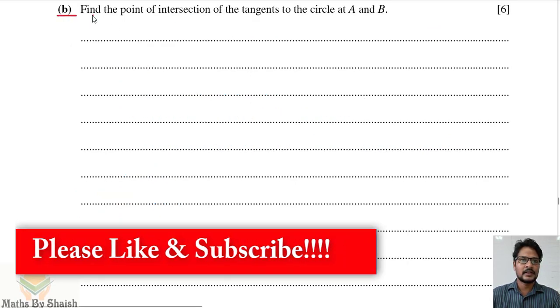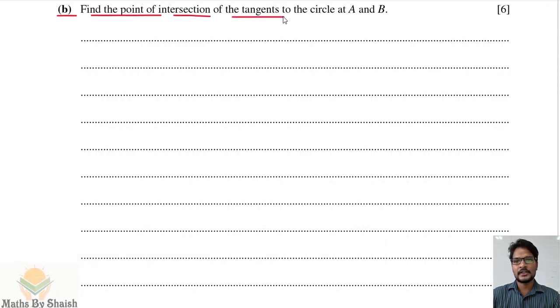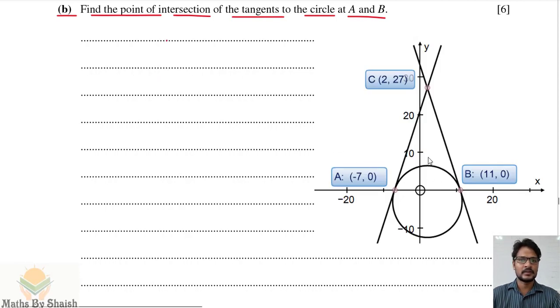B part is: find the point of intersection of the tangents to the circle at A and B. So I will sketch the scenario, so that we can see what we are finding. It is done by the software. Now we can see this is A, which is -7, and B is 11. We have drawn the tangents, and they meet here. That's the point we are finding, the point of intersection of the tangents, which is (2, 27).